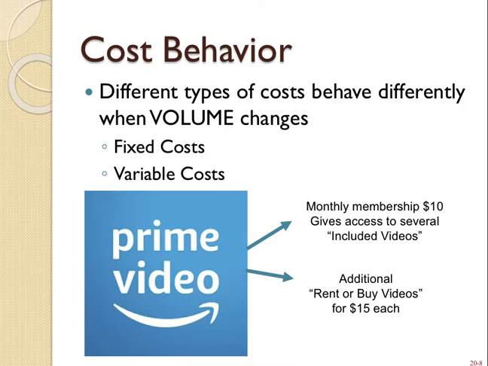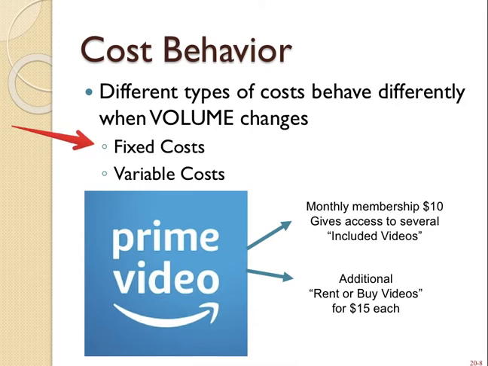But before we can actually do that, we need to make sure we have a good handle on some terminology. And that terminology has to do with cost behavior. And what I mean by cost behavior is that different types of costs behave differently when volume changes. So not all types of costs behave the same. So we categorize costs based on their behavior. And there are two main categories, fixed costs and variable costs.